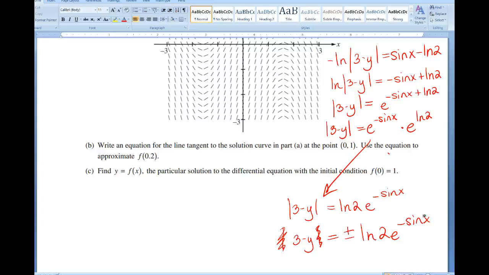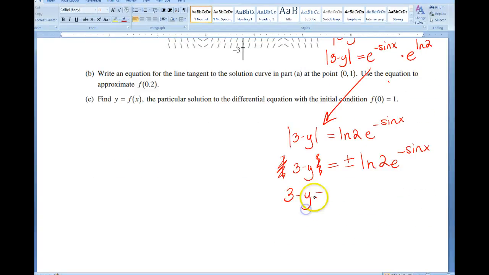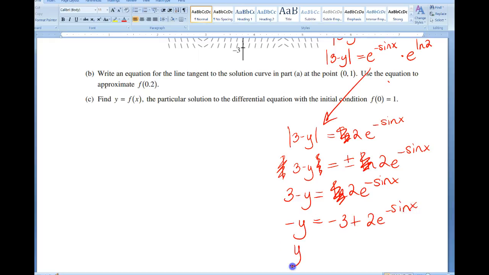Does it have to be positive or negative? It has to be positive. So I know 3 minus y has to be positive, ln 2. Oh wait, why did I put ln of 2? It's just 2, I'm sorry. Because it's e to the ln of 2, so it's just 2. Sorry about that. So I'm going to subtract 3, divide by negative 1, and there you go.